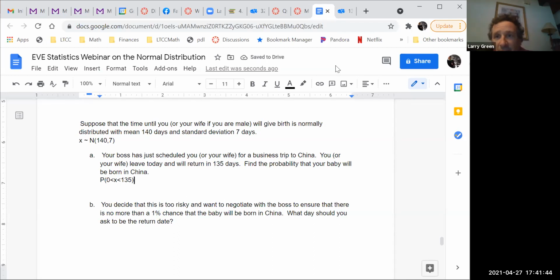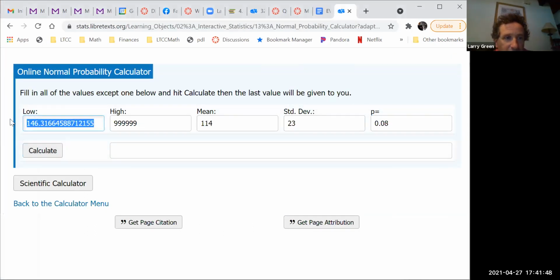So now we just go to the calculator. We have the low is 0. We have the high is 135. The mean was 140, and the standard deviation was 7. Any questions on that? P is what we want. We want a probability. And hit calculate. About 24% chance.